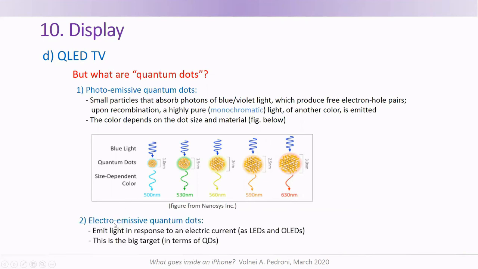In the case of electroemissive quantum dots, light is emitted in response to an electric current, so exactly as in LEDs and OLEDs. So this one can be used as pixels. So this is the big target in terms of QDs, and is an area under research.